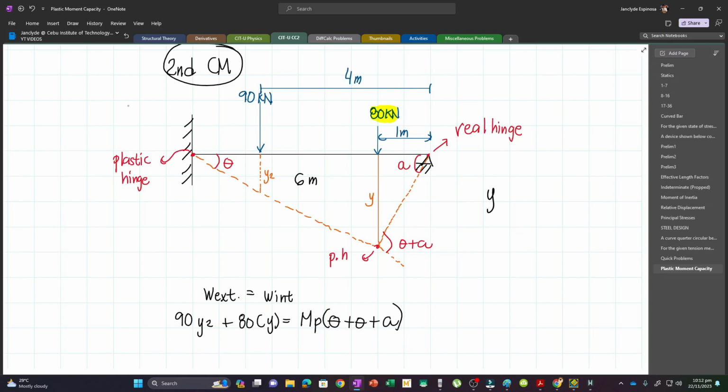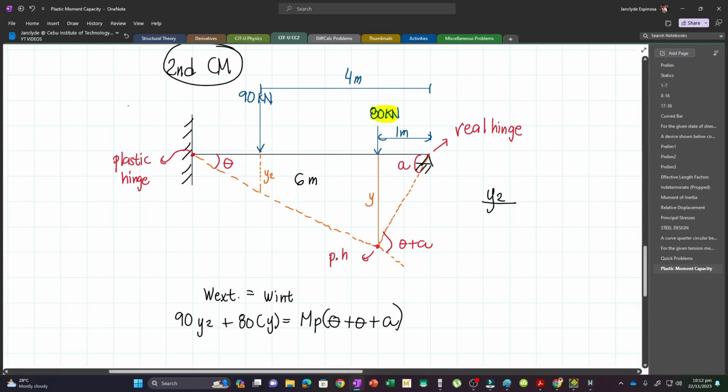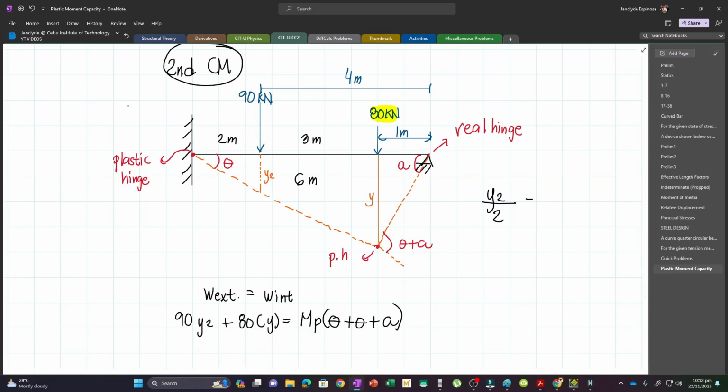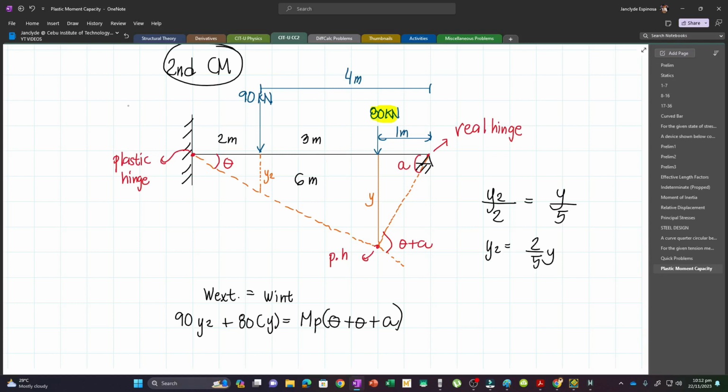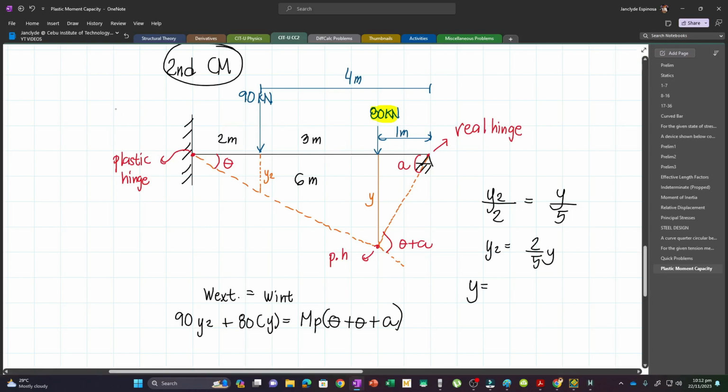Now y2 in terms of y. Y2 is to this distance, which is again 2 meters, because this is 3. So y2 over 2 meters equals y over 5 meters. I hope you agree. And so y2 becomes 2 over 5 y. Now let's express y in terms of theta. Again, y is just equal to this total horizontal distance, which is 5. So that means y is equal to 5 theta.